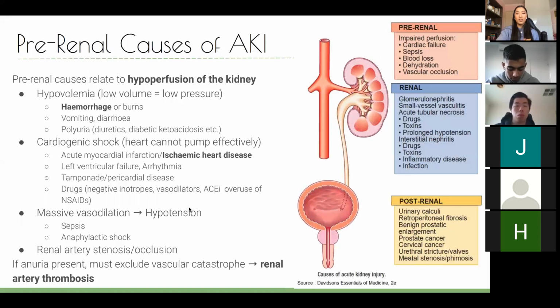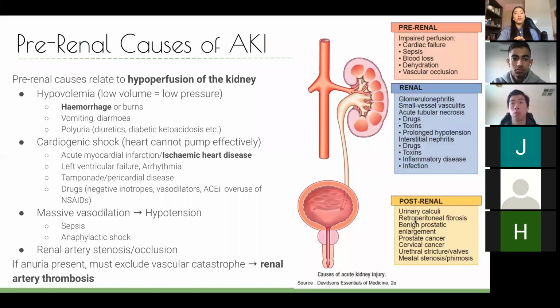Okay, pre-renal. So this diagram here is very useful. You've got your pre-renal, renal, and post-renal causes, and it's broken up according to, well, pre-renal being vascular things, so the supply into the kidney, what's happening when it comes in. Renal is problems with the actual kidney tissue itself.